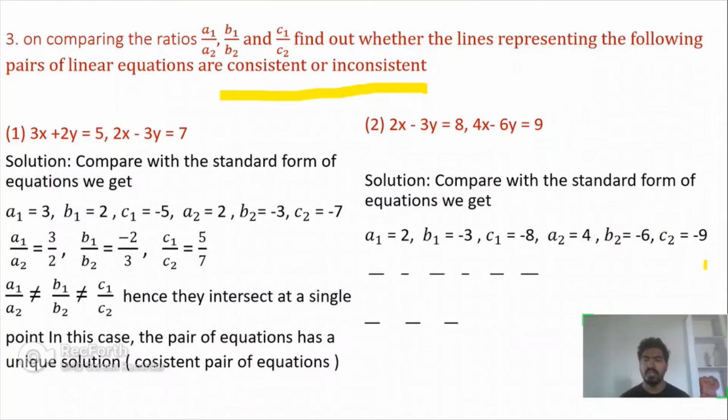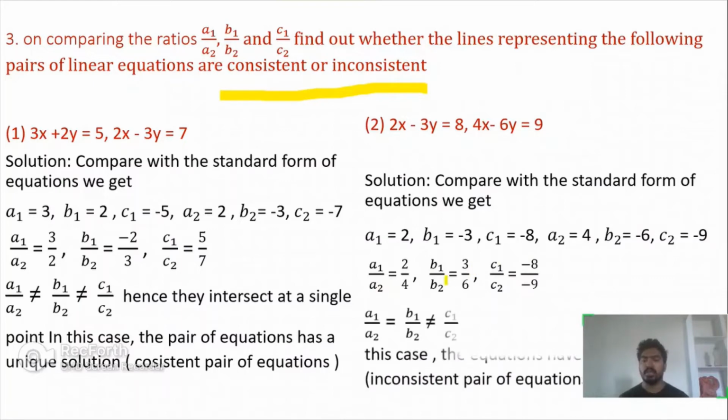Step 2. Now we have to find a1 by a2, b1 by b2 and c1 by c2 values. We can clearly know that a1 by a2 is equal to 2 by 4, which is equal to 1 by 2, and b1 by b2 is equal to minus 3 by minus 6, which is equal to 1 by 2, and c1 by c2 is equal to minus 8 by minus 9. So, we can clearly see that a1 by a2 is equal to b1 by b2, but not equal to c1 by c2.